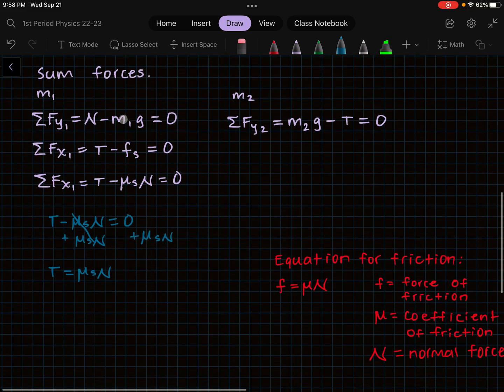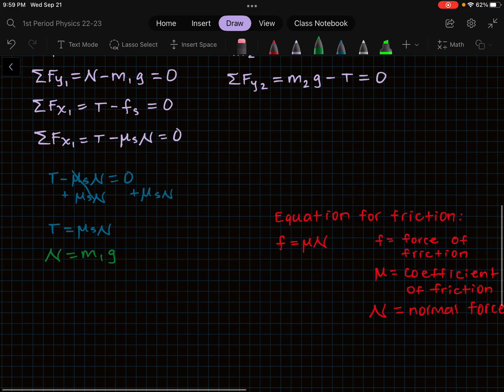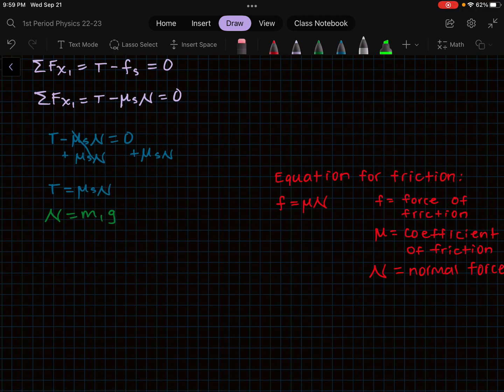I'm not gonna do that, but I'm just gonna move m1g to the right, and that will give me the normal force. Let's try that again. Normal force is equal to m1g. So now I will combine those two. So I'm going to substitute m1g here. Okay, I use a different color now. Tension is equal to mu sub s times m1g.